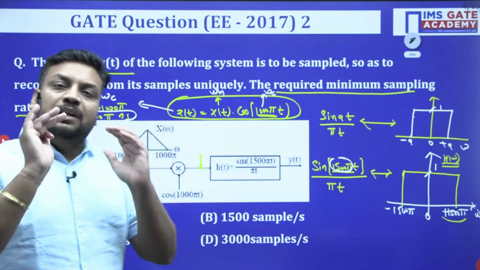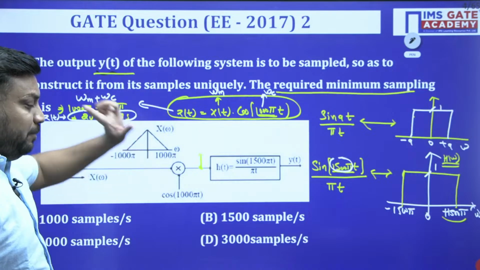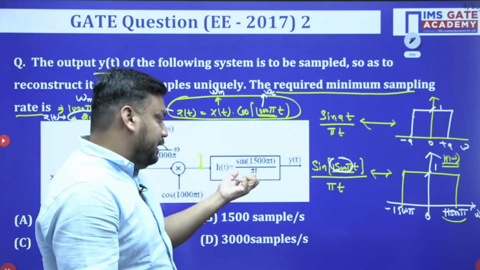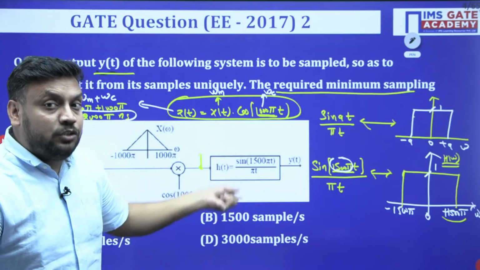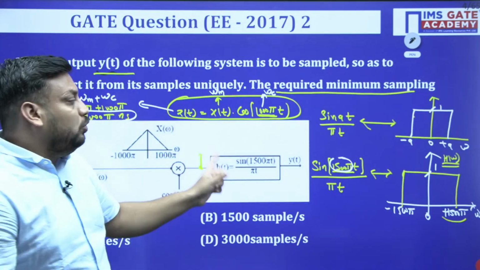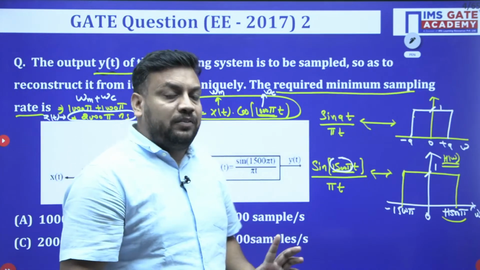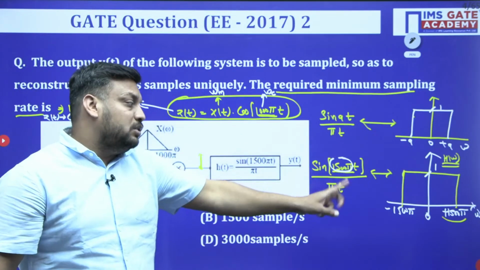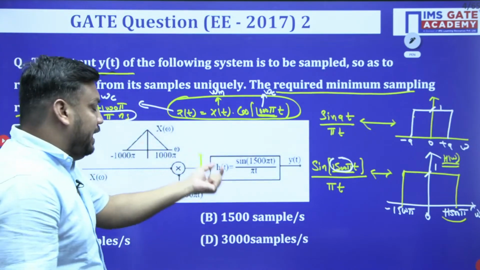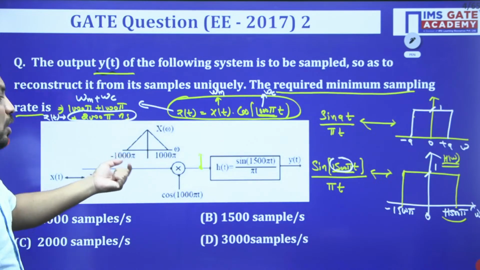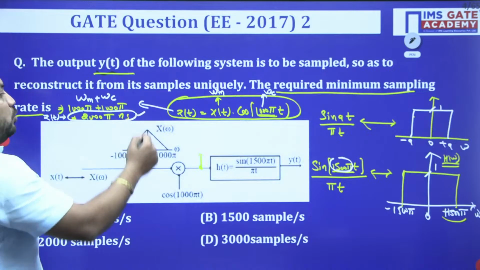Now, what should be the ideal approach to solve this question? Once the question is coming in the GATE exam, the student can directly identify that h(t) is given as sine of 1500 pi t upon pi t. It indicates a low pass filter, so you already know the cutoff frequency of the low pass filter is 1500 pi. Now your next objective is to find the maximum frequency component of the input signal. You already got 2000 pi.